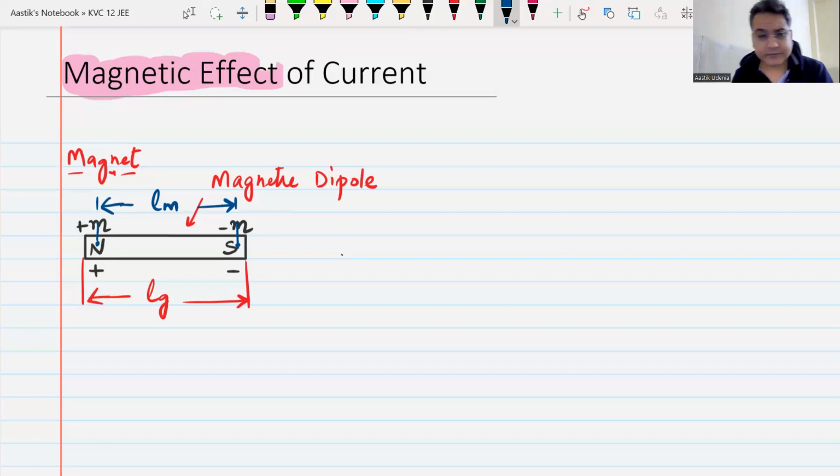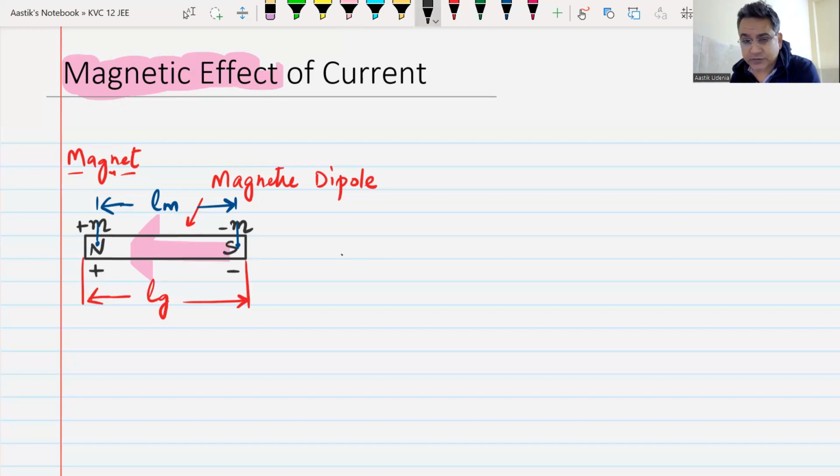Have you drawn this, everyone? Okay. Now, we have heard the term electric dipole, yes or no? Every electric dipole has an electric dipole moment. The electric dipole moment is from negative to the positive terminal. Similarly, a magnetic dipole moment is from south pole to the north pole.